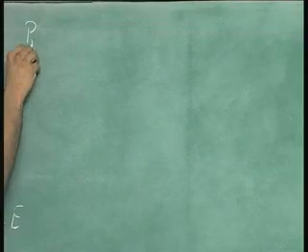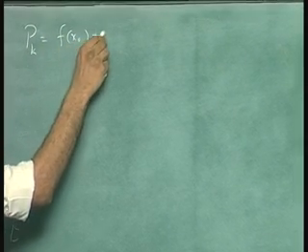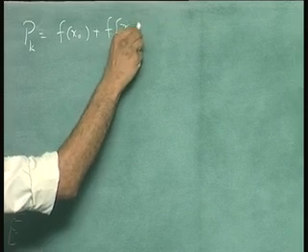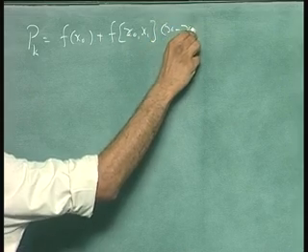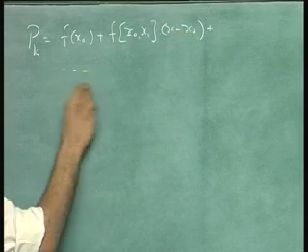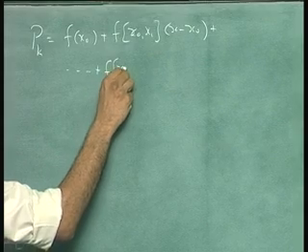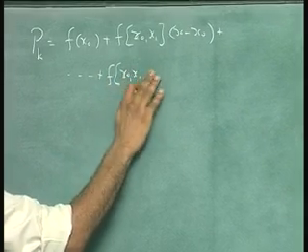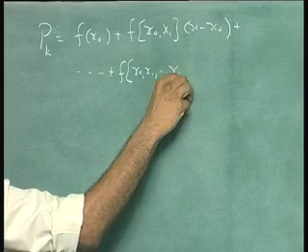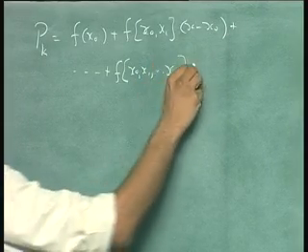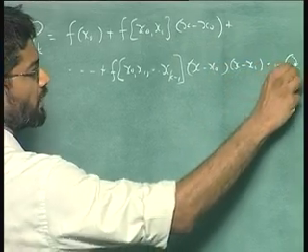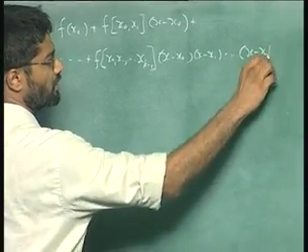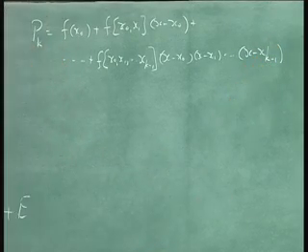So, we said that we can write p k as, remember, f of x 0 plus f of x 0 x 1 into x minus x 0. We said that we could write this and then write the last term as f of x 0, x 1 up to x k minus 1, and then we will write x minus x 0 into x minus x 1 up to x minus x k minus 1. So, that is a kth order polynomial.